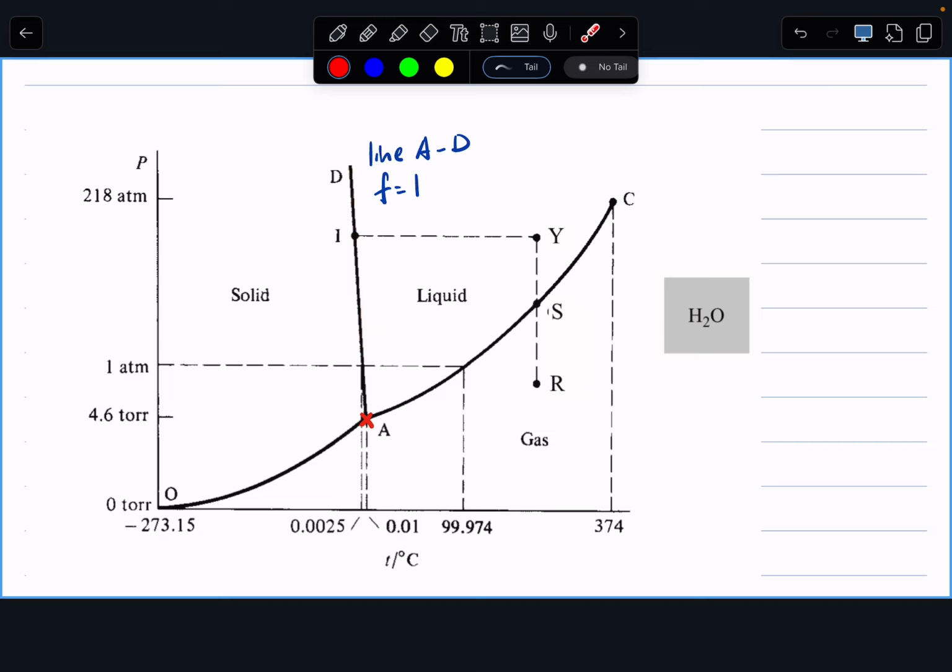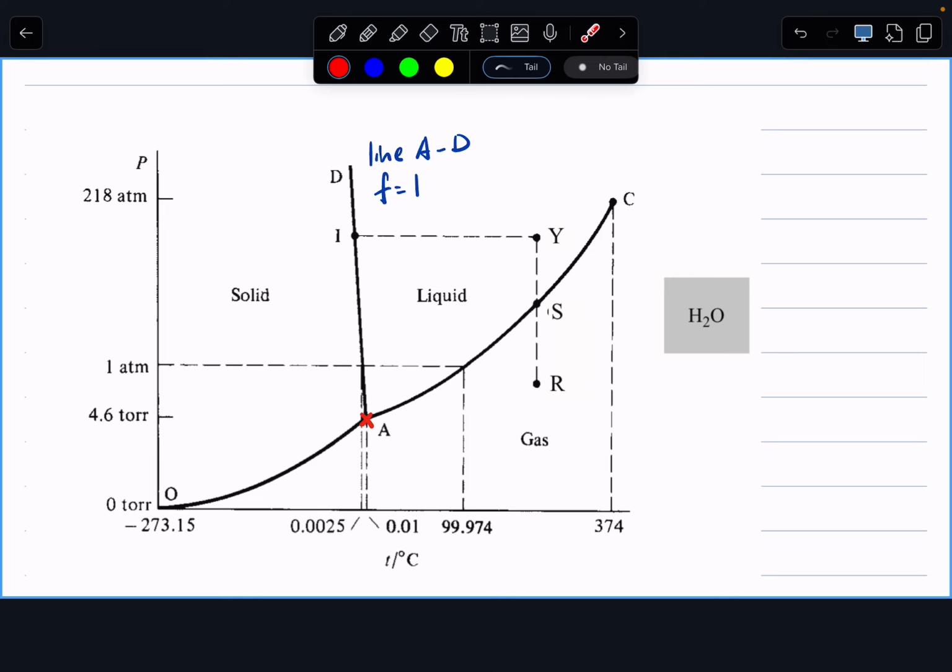Same applies to my line OA. That's your gas-solid equilibrium. Again, F equals 1. There's a relationship between your temperature and pressure along that solid-gas equilibrium. And the same to AS, right? That's your liquid and gas equilibrium.